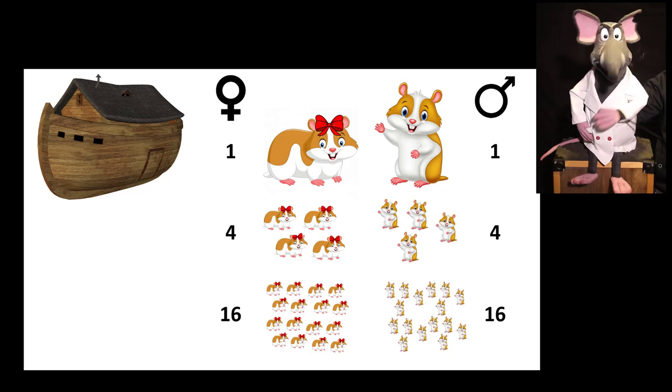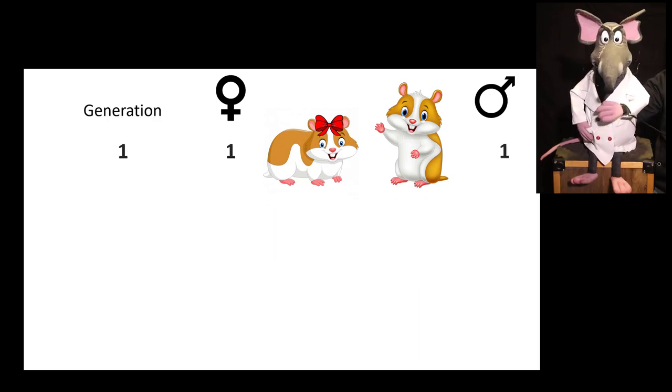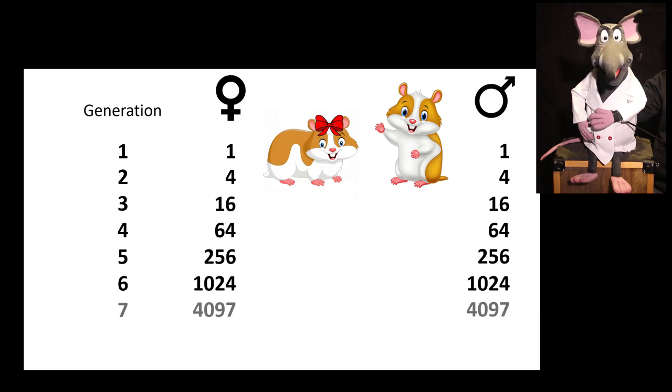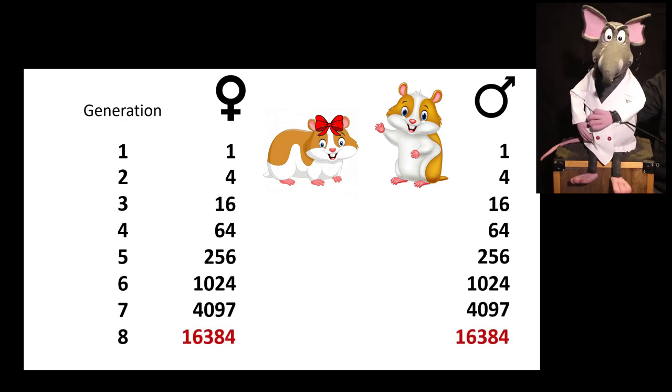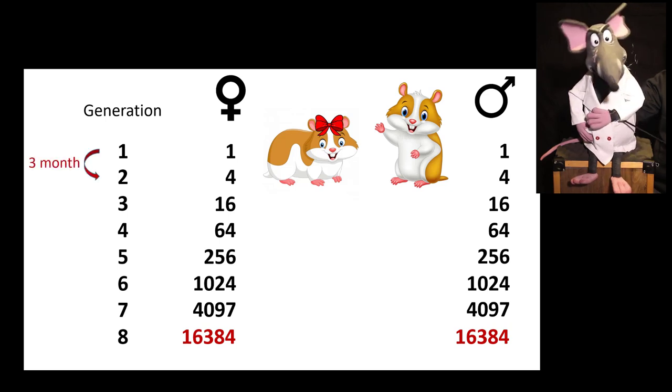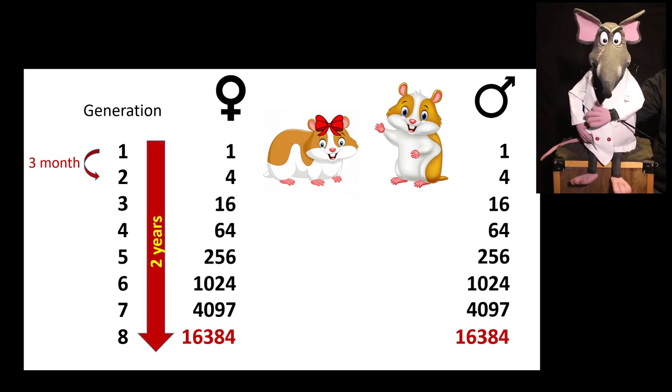And we can go on. So we know in our first generation, we have 1 and 1. In our second, 4 and 4. And then 16 and 16. And we can go on and on. And in our 8th generation, we have enough hamsters for our system. And if you know that one generation needs only 3 months to generate the next generation, then we are talking about a time of 2 years.